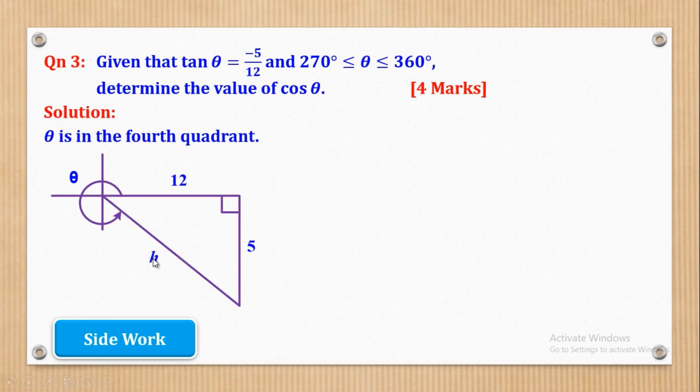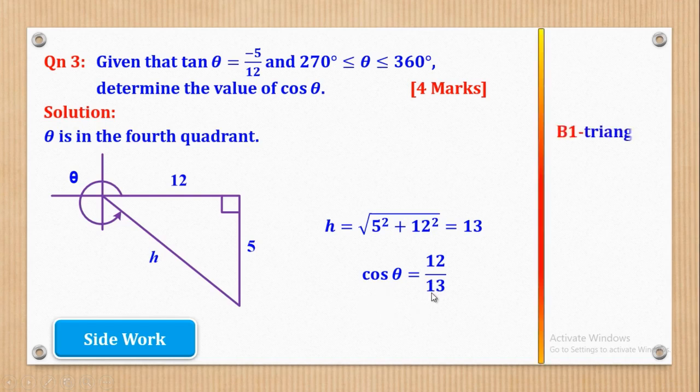Next is to use Pythagoras theorem to come up with the value of H. From Pythagoras theorem, H will be equal to the square root of 5 squared plus 12 squared, and that is equal to 13 when you simplify. So our cos theta, remember cos is equal to adjacent over hypotenuse, will be equal to adjacent, which is 12, divided by hypotenuse, which is 13. Therefore cos theta will be equal to 12 over 13. But remember, it is positive because it is in the 4th quadrant.